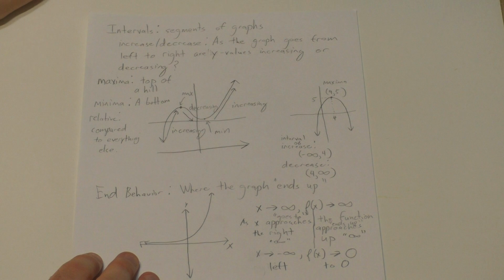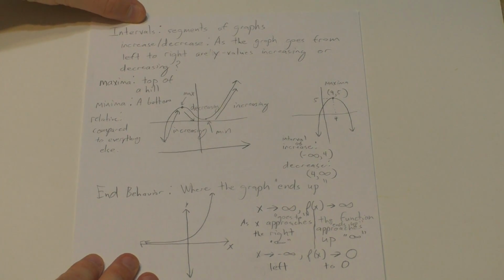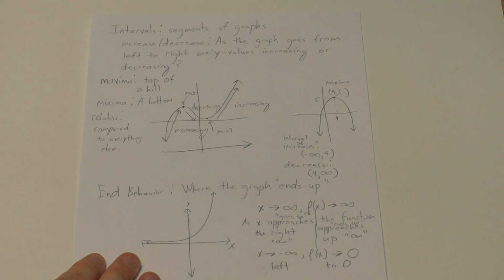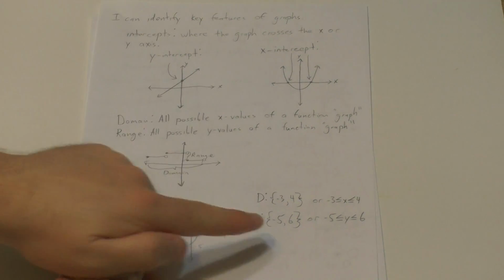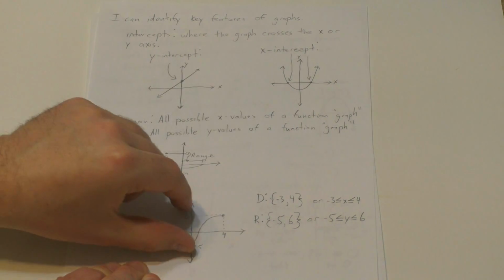Next key feature, I've kind of combined a few together. We're going to talk about intervals. Okay, intervals are just segments of the graph. All right, in the last examples that we had with domain and range, these would be your intervals. Okay, this is just your segment of the graph that we're looking at.